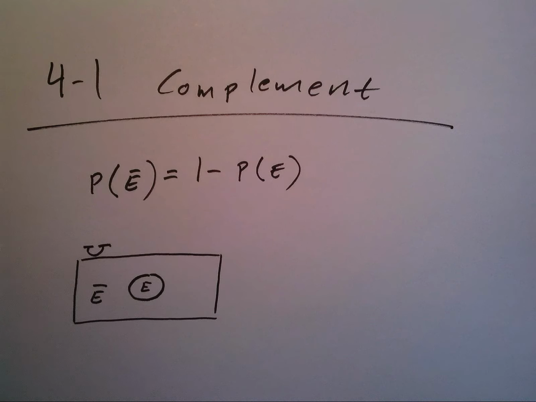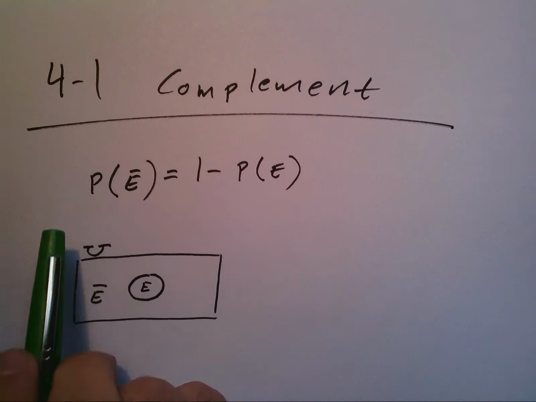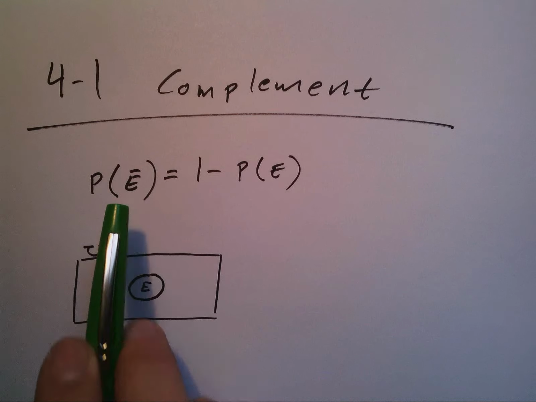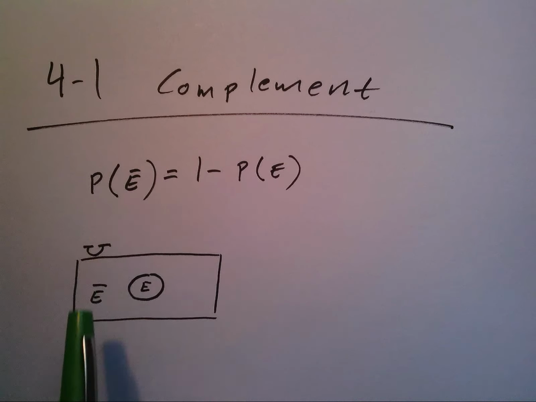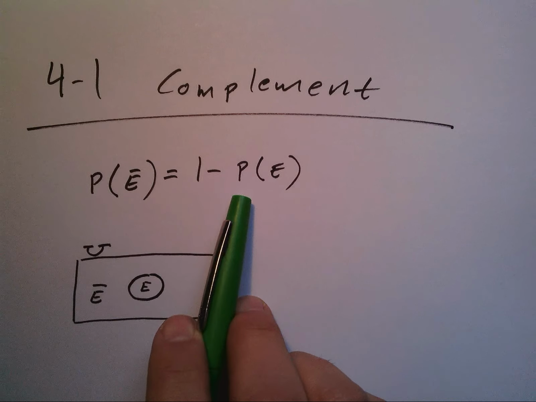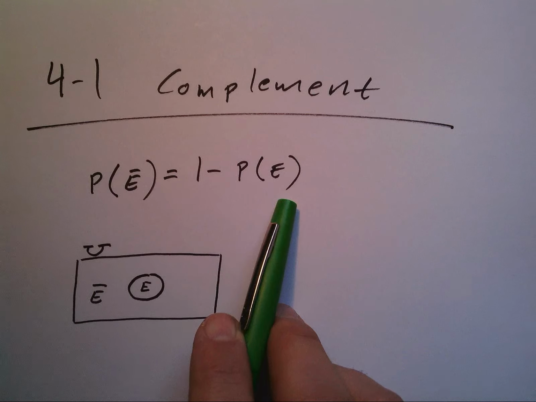All right, for one definition, we're going to talk about the complement. By definition, the probability of the complement of an event, that's E with a line over it, or E bar. That is the symbol for the complement of an event. The complement of an event is the likelihood that the event didn't happen, and you can calculate it manually by doing 100% minus the probability of the event happening.